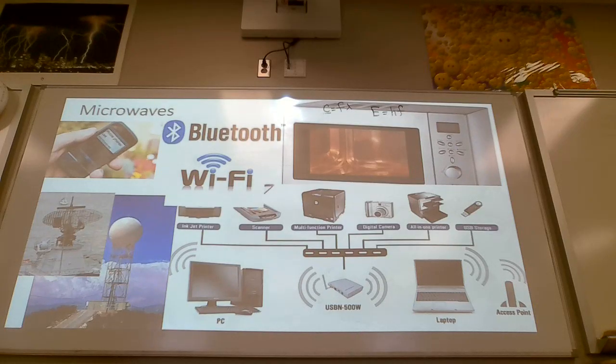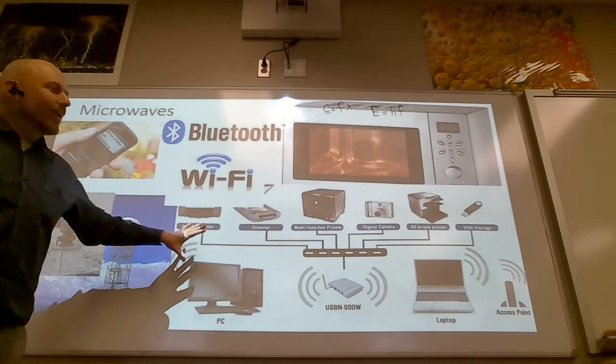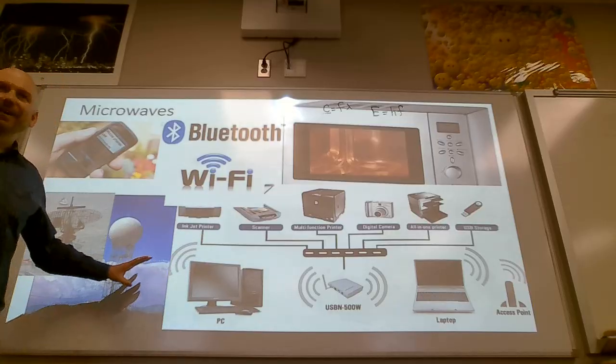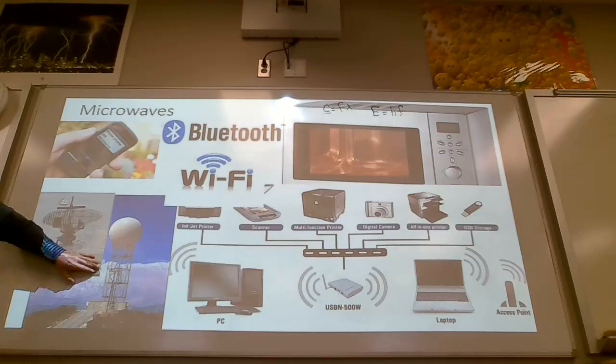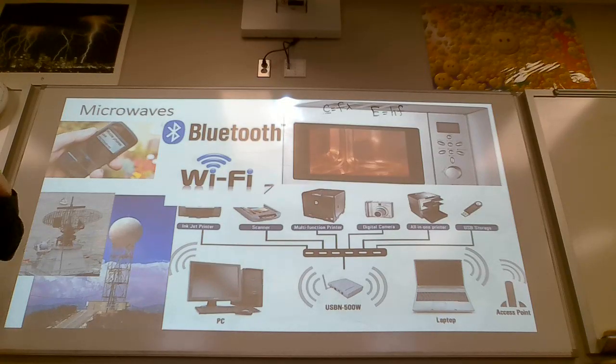All right, so Wi-Fi, Bluetooth, all that stuff. Radar also, like radar guns, that's also microwaves. Anything close, communication, microwave.